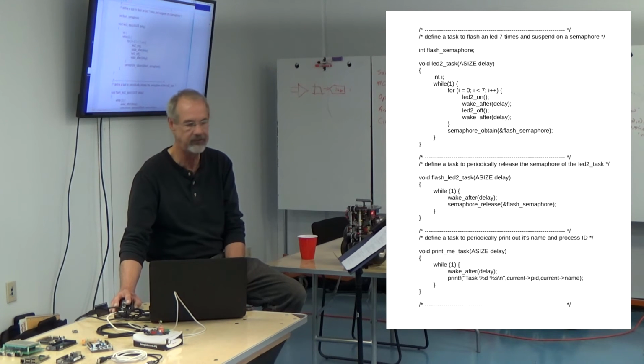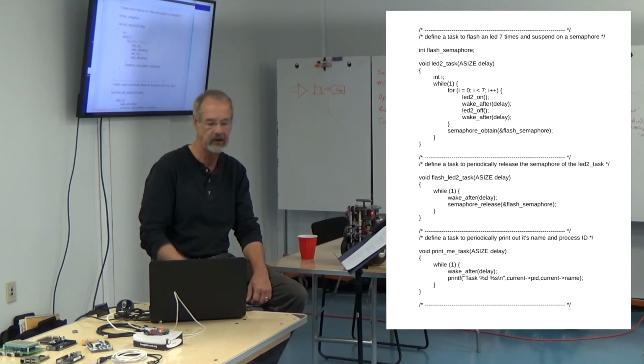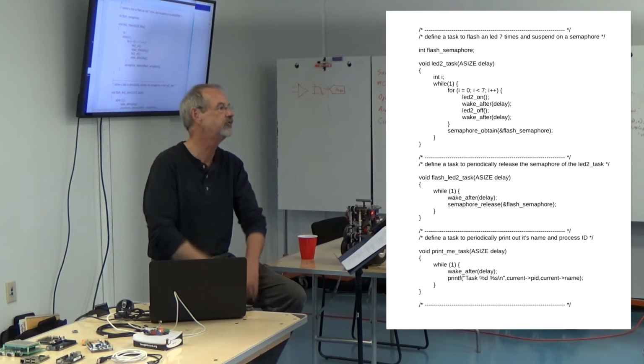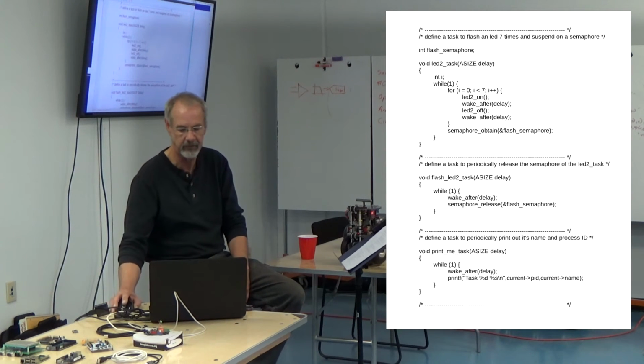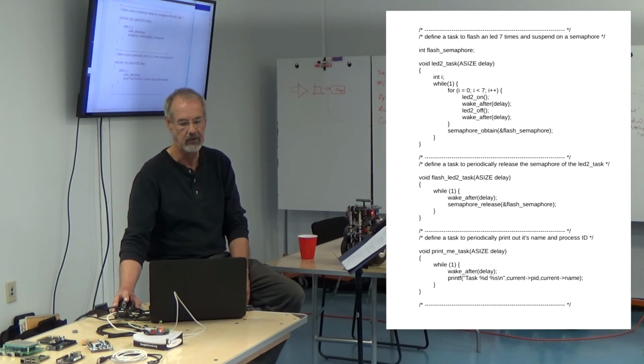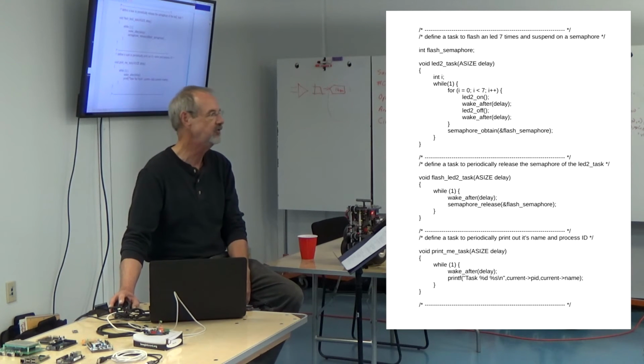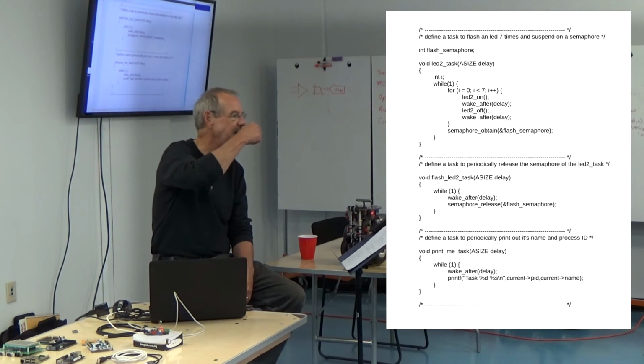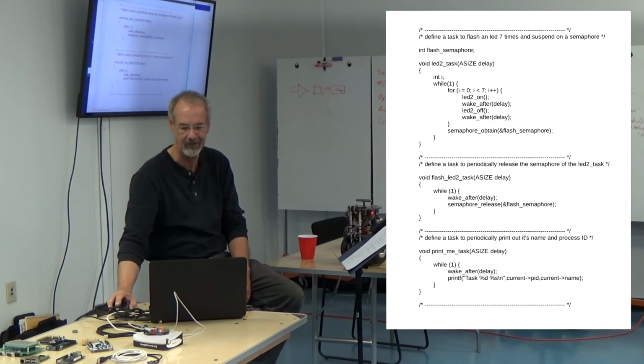So when we say semaphore obtain, that number gets set to 1, and this task gets suspended until some other task resets that semaphore to 0. So we'll do that in the next task. This one, we'll just wait for a while, and we'll release the semaphore. Well, that's what's going on here. I think it waits for like 3 seconds, and then it releases the semaphore, and the semaphore flashes 7 times, and then it waits 3 seconds.